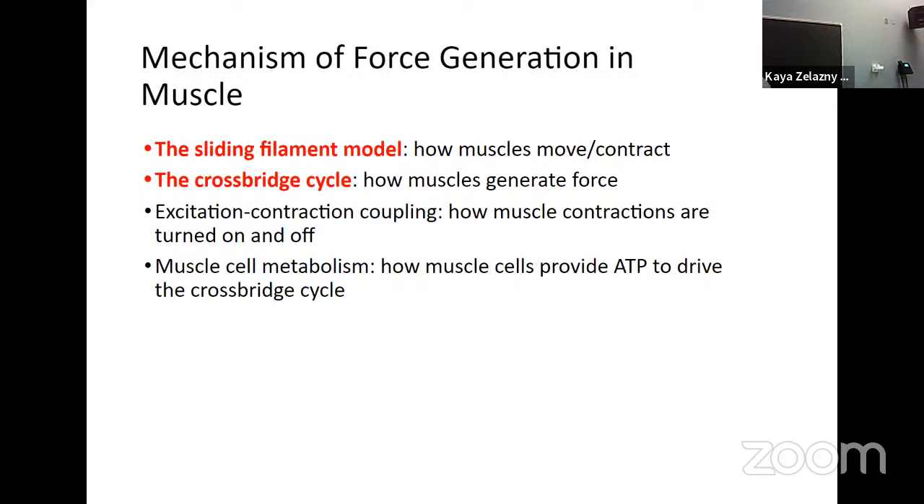And that's it. Okay. This is called our sliding filament model. The sliding filament model is how the muscles move or contract. And it's the thick filaments and the thin filaments sliding past each other. The thin filaments slide in because those thick filaments are grabbing on to them and pulling them.